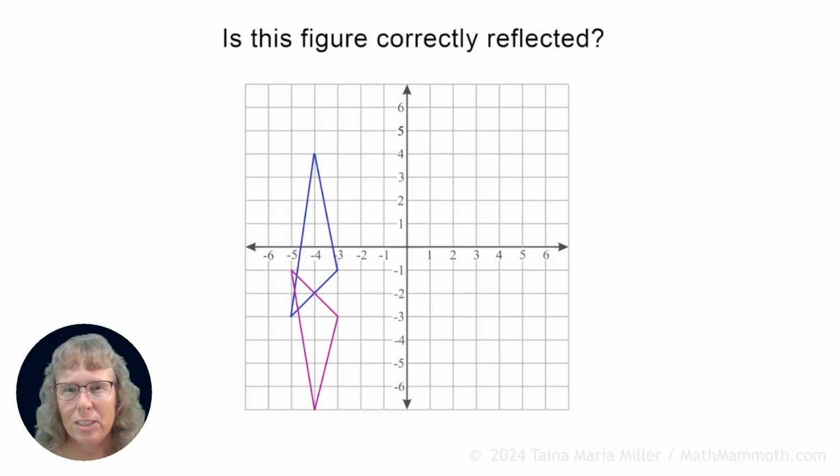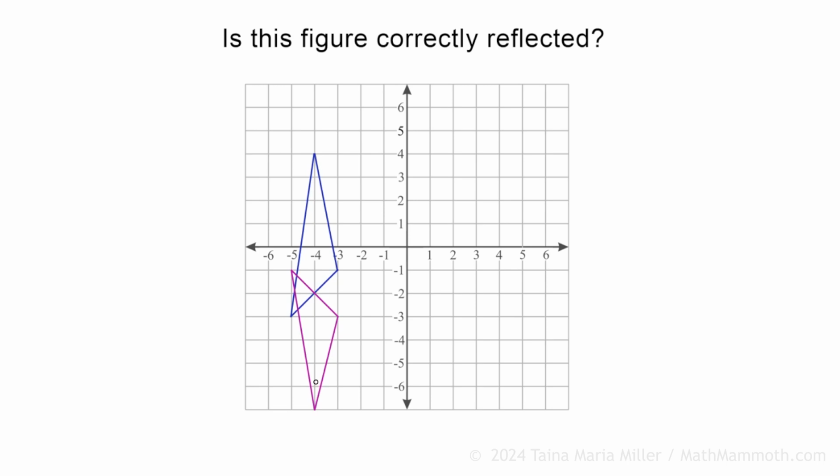Lastly, let's look at this figure. Is it correctly reflected? We're talking about this purple figure. Is it correctly reflected when it becomes this blue triangle? Where's the reflection line, first of all? It's not given, but we can figure it out. If you look at where it intersects the reflected figure's sides, the reflection line is actually right there. And let me draw it now. So that's the reflection line.